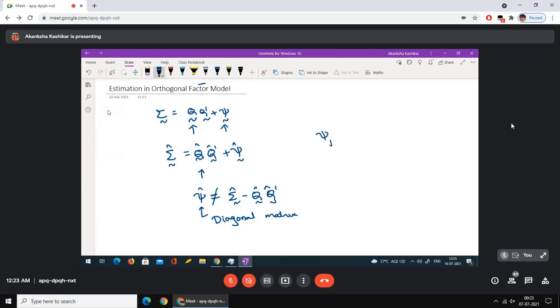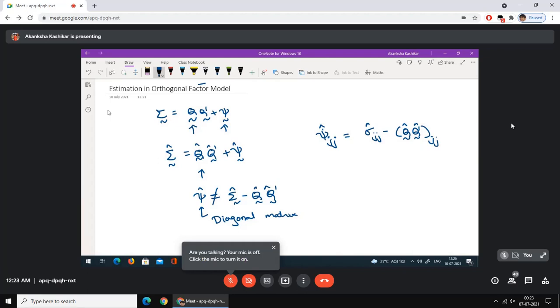What we can do is psi jj hat, the diagonal element of psi, we will define as sigma jj hat minus the jjth element of QQ prime hat. I mean to write the jjth element here, but this has again stopped responding. Okay, so this is the jjth element of QQ prime hat. And do I know something about the jjth element of QQ prime hat from the discussion that we had in the earlier lecture?